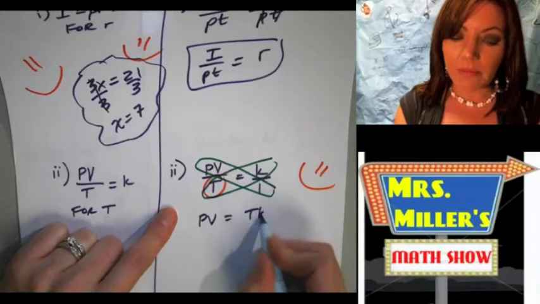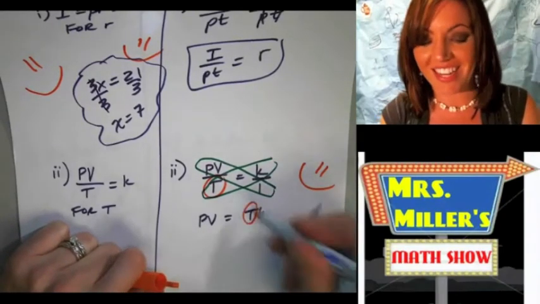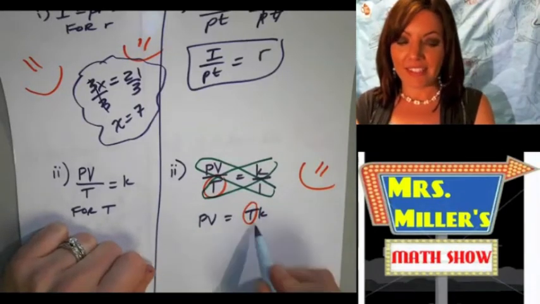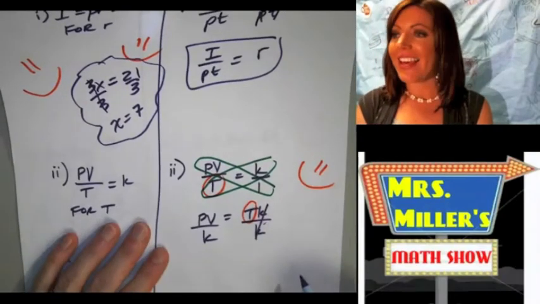Now, again, if the goal is to get T by itself. Zach? Divide everything by K. Yay! Everybody give it up for Zach. He said it. We said the finality too.